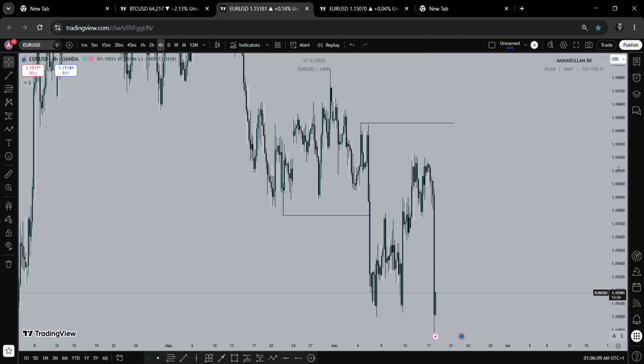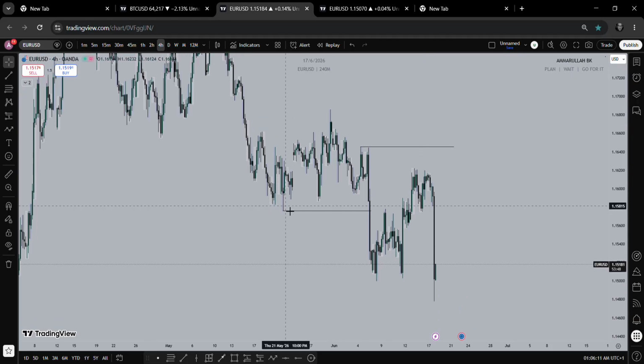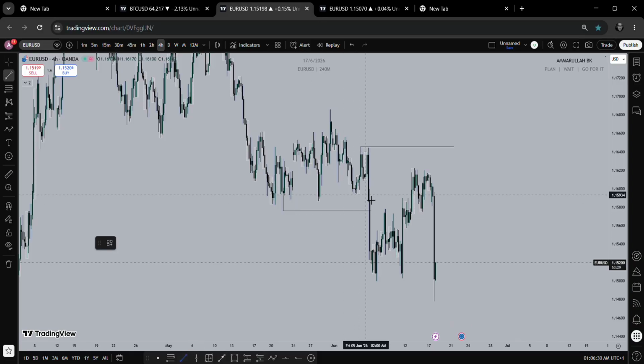On the 4 hour time frame, this is where the last structure, the last low, got broken. After this, the market is trying to make a retracement to a particular level in the higher time frame, so that it will continue in the direction of the higher time frame, which is a bearish downtrend.